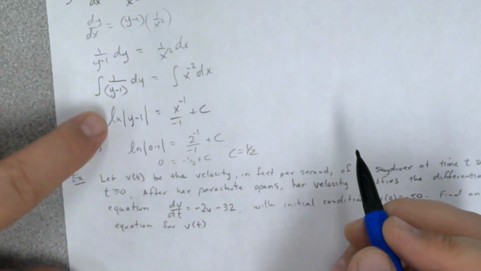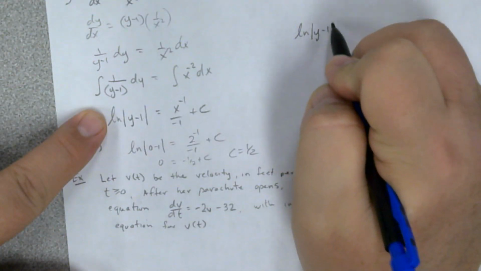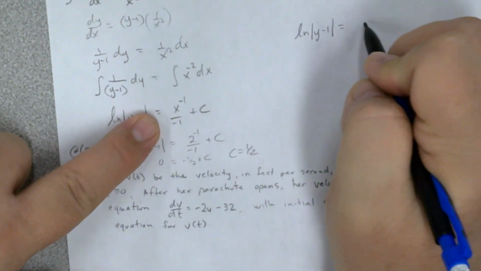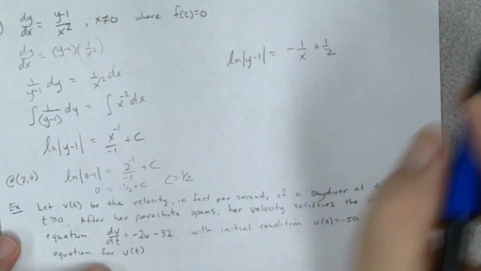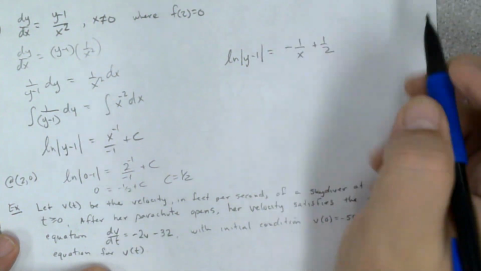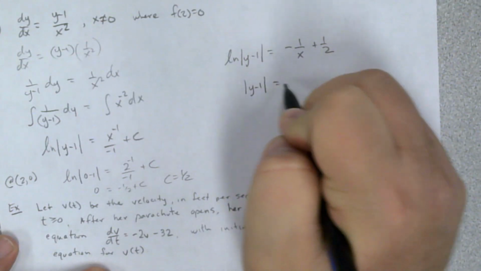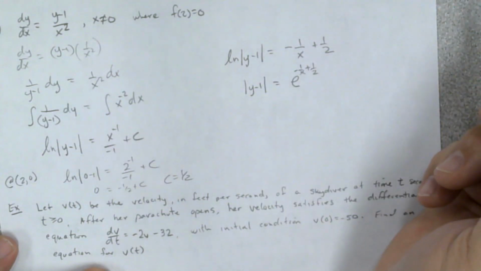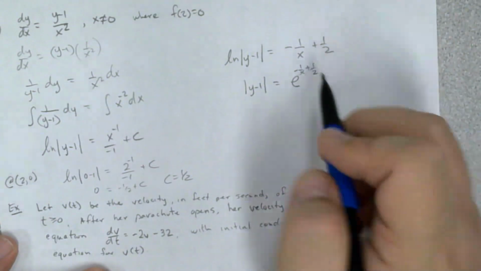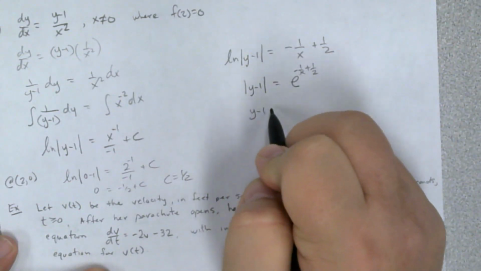So then we go to this one right here, and we write it all out again. So natural log of y minus 1. This right here is a negative 1 over x plus a 1/2. You want to clean it up some so you can see what you're doing. So then, change form. So now I have y minus 1 equals e to the negative 1 over x plus 1/2. Absolute values go with a plus or minus. So now I have y minus 1 equals plus or minus this.